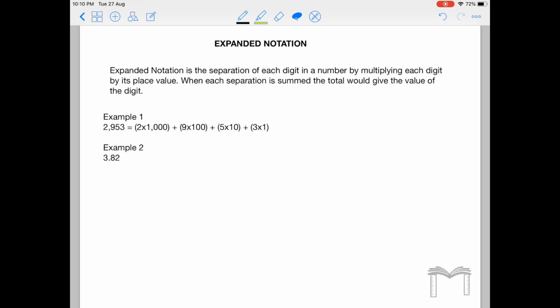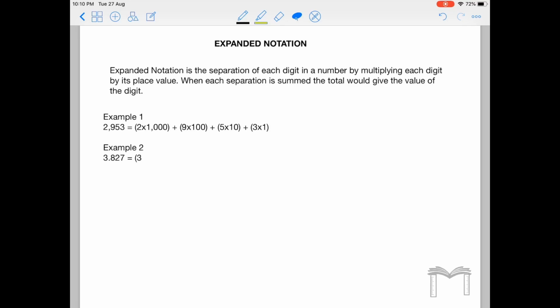Example 2, 3.827. The point after the 3 is called a decimal point. If you haven't yet learned about decimal numbers, and you have access to my video on decimal numbers, you can go and look at that video before continuing with this one. However, you can also look at this video but only focus on the whole numbers and the expanded notation with relation to the whole numbers. Afterwards, when you have finished learning about decimal numbers, you can return to this video and look at all aspects and have a full appreciation for all the examples.